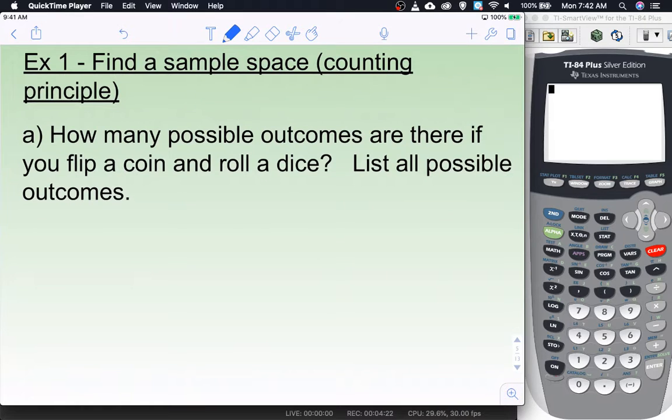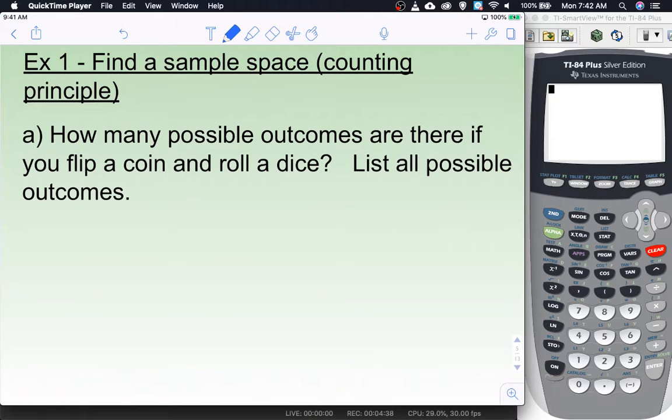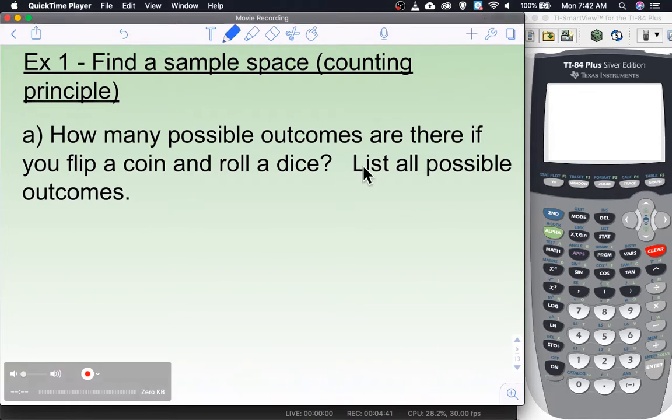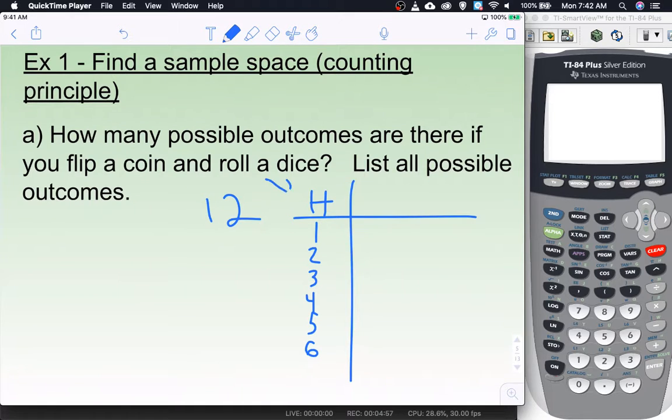So, finding a sample space. Basically, this first part is being able to determine how many possible outcomes there are. How many possible outcomes are there if you flip a coin and roll a dice? Do you know? Well, it says here to list all possible outcomes. There are 12. You can get a heads with a 1, 2, 3, 4, 5, 6. So heads on the coin, 1 through 6 on the dice.